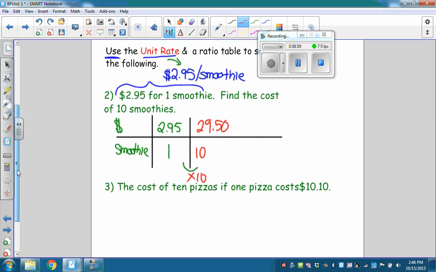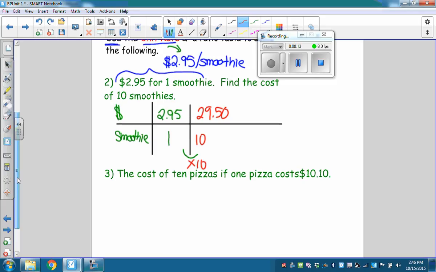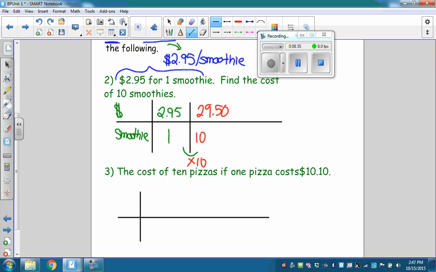So here's a different unit rate. Simone, what's the unit rate in number 3? What per what? Where's the 1? The unit rate has to have a 1 in it. And what's the other unit? So pizza's 1 unit. Money. Good job. So we have cost per pizza.